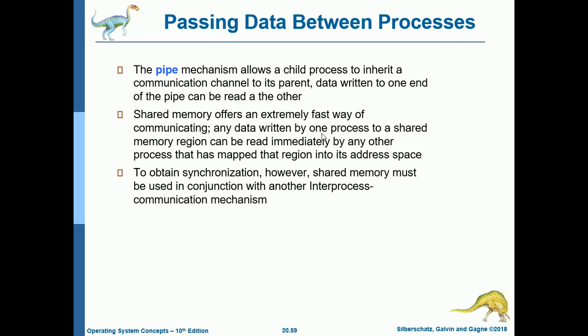Okay, next is passing data between processes. The pipe mechanism allows a child process to inherit a communication channel to its parent. Data written to one end of the pipe can be read at the other end. Shared memory offers an extremely fast way of communicating. Any data written by one process to a shared memory region can be read immediately by any other process that has mapped that region into its address space. To obtain synchronization, however, shared memory must be used in conjunction with another interprocess communication mechanism.